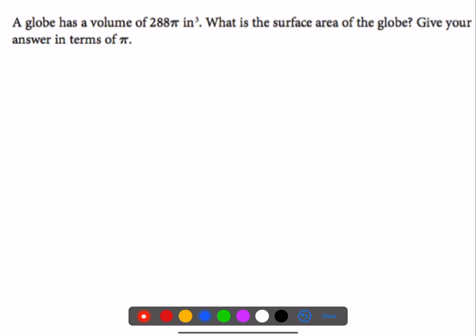All right. A globe has a volume of 288 pi inches cubed. What is the surface area of the globe? Give your answer in terms of pi. So again, we're leaving it in terms of pi. Now they give us the volume. The volume is equal to 288 pi inches cubed. And we want to find surface area, which for a sphere, the globe is a sphere, is 4 pi r squared.